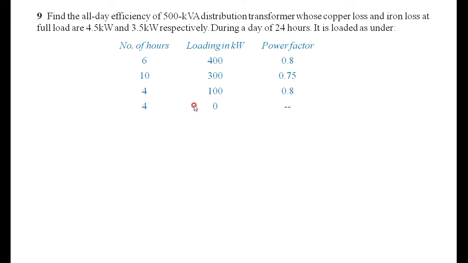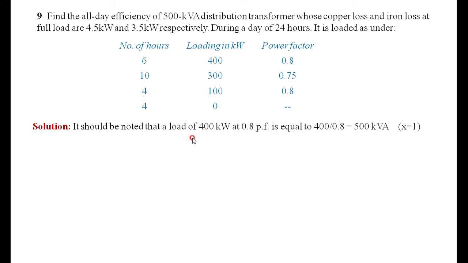However, input is there for those 4 hours, even though output is 0. The power factor does not come into the picture because we have not loaded the transformer. You can see that adding all these four time periods, the total is 24 hours. This is the loading pattern, operating at different power factors. For such a transformer, you have to find the all day efficiency. What do you have to calculate? For 24 hours, what is the kilowatt output, what is the copper loss, and what is the iron loss?